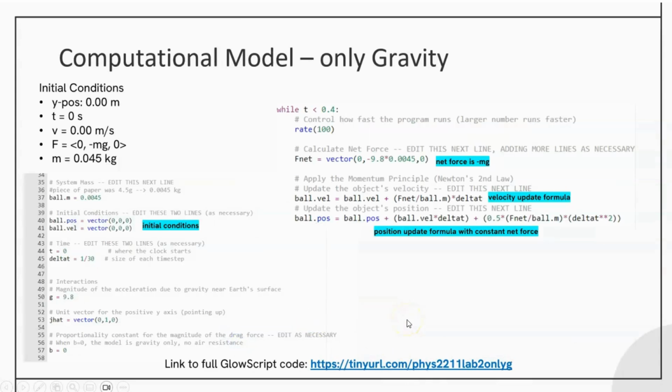Next is the computational model, where I only took gravity into account. So these are the initial conditions, and note that the force is just the force of gravity, which is in the negative direction, only in the y direction. And then I made the initial conditions right here, as well as put in the net force inside the iteration. And I also use the velocity update formula and the position update formula that accounts for a constant net force, since the force of gravity does not change throughout this entire observation. And the full code can be seen at this link.